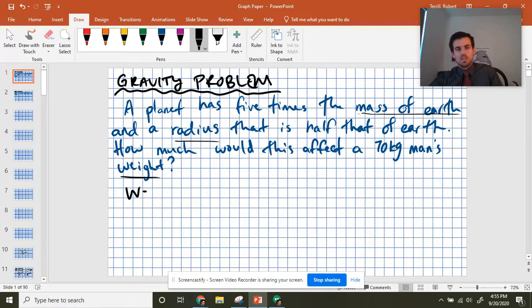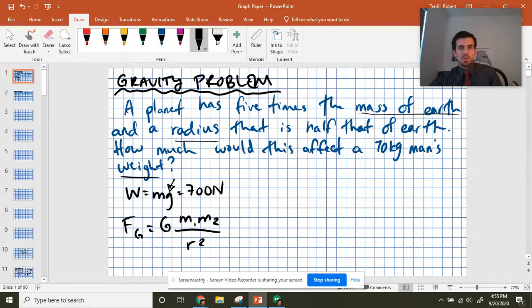So we can't use this equation, even though that would tell us that his weight on Earth would be 700 newtons. It's not going to work because this g value only works on a planet that's Earth when you're on the surface. So instead, I'm going to use the larger formula. The force of gravity is equal to G m1 m2 over r squared. Again, we're using this because this is clearly a case that's different than the Earth's.